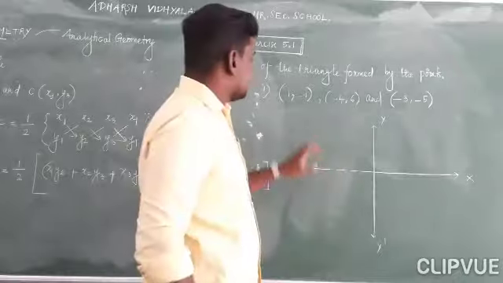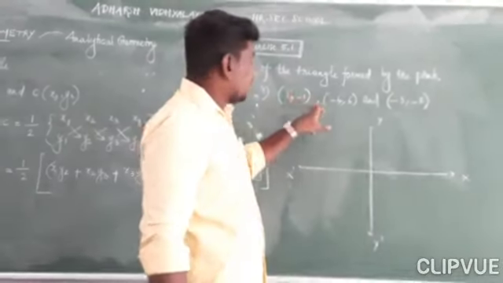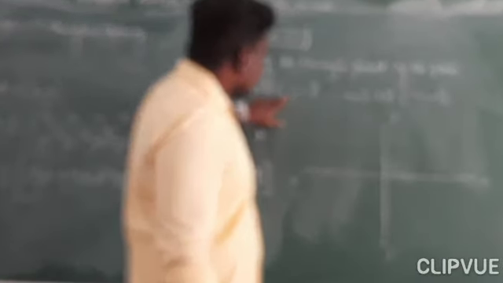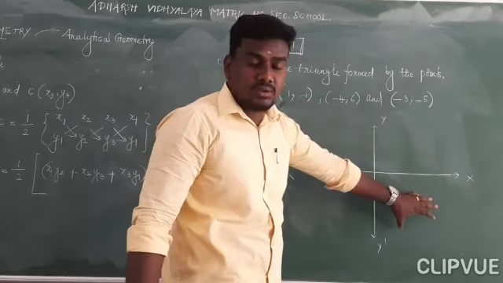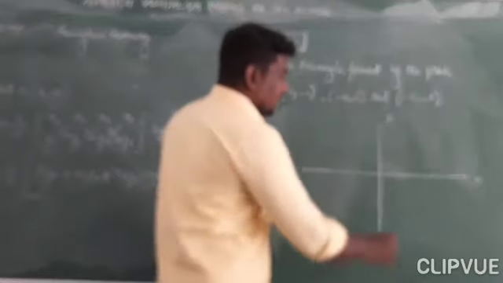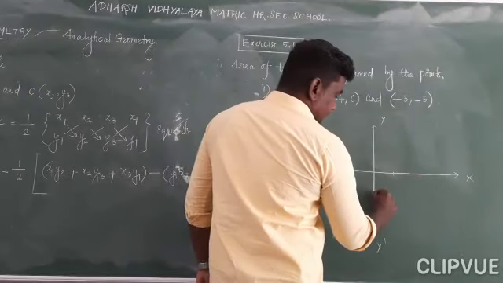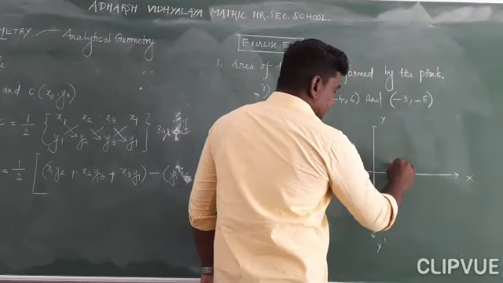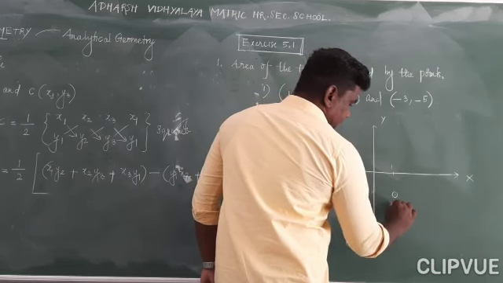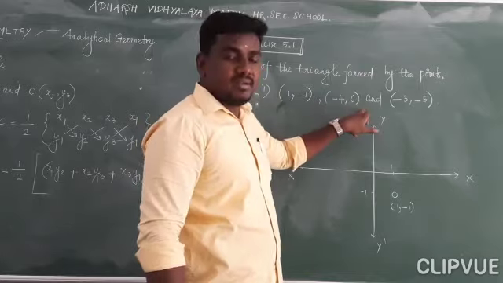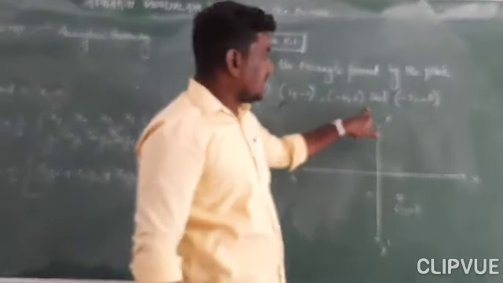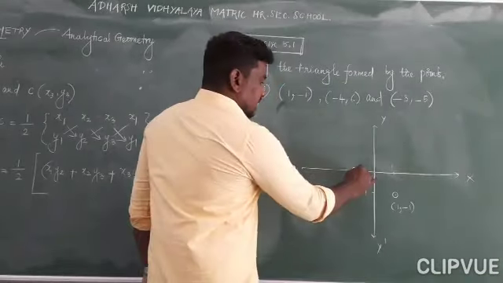Approximately you plot these points. First, 1 comma minus 1. This point lies on the fourth quadrant. 1 comma minus 1. So 1, this is minus 1. So this is the point of intersection, 1 comma minus 1. Second, minus 4 comma 6. Minus 4 comma 6 lies on the second quadrant.